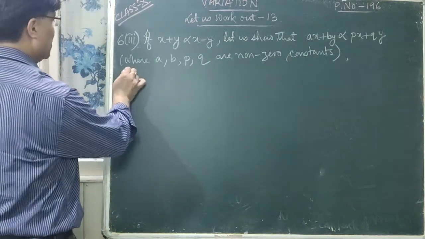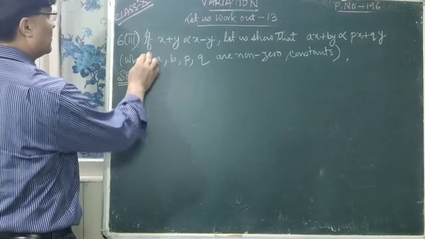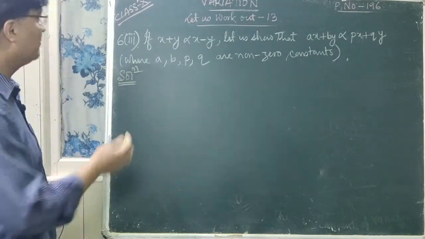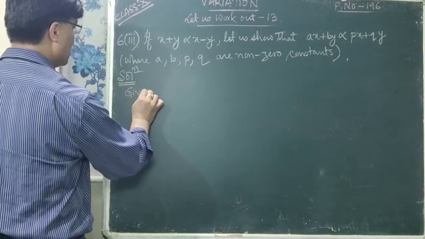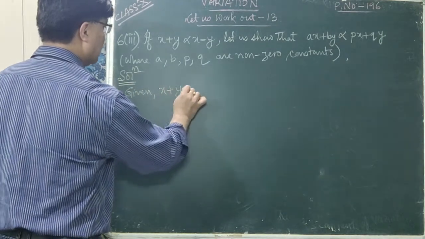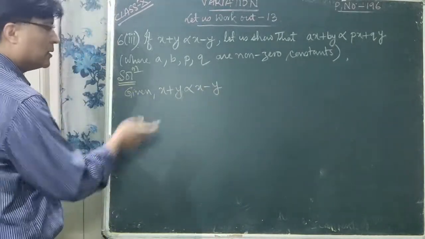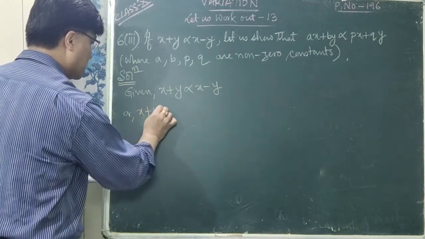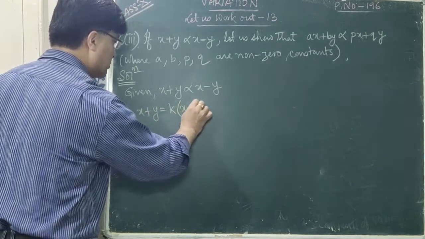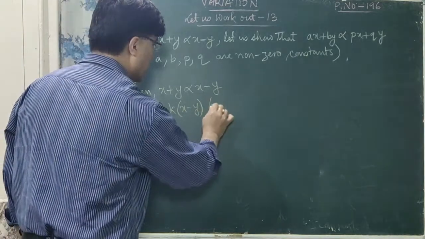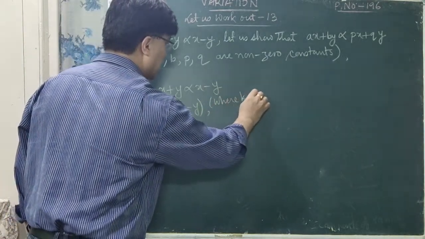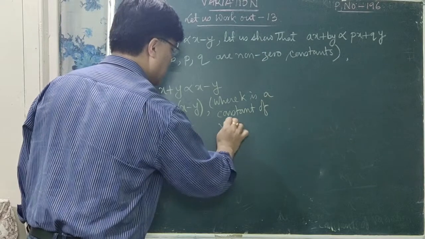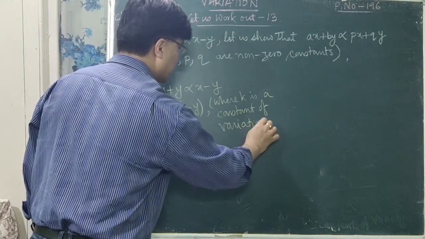Okay, so the solution is, so from the given relation you have to get the relation between only x and y. Okay, so here given is x plus y proportional to x minus y, right? So let us convert this proportional sign into equality. So or x plus y is equal to k into x minus y. So where k is a constant of variation.